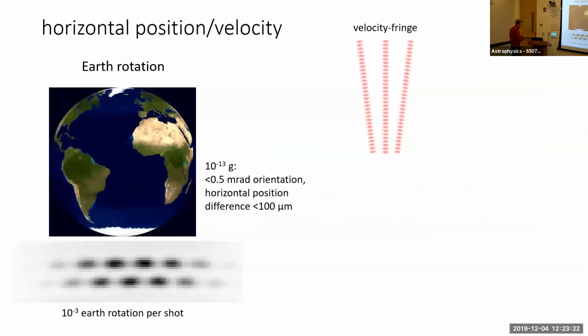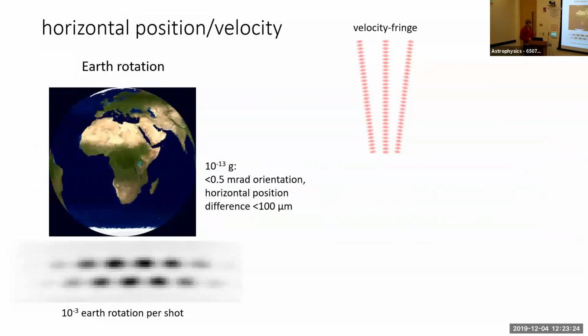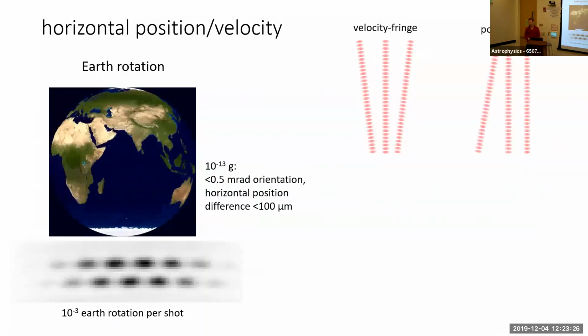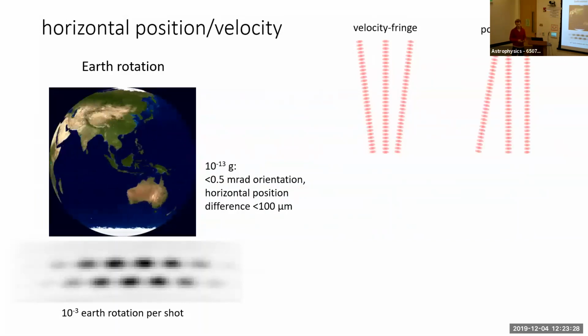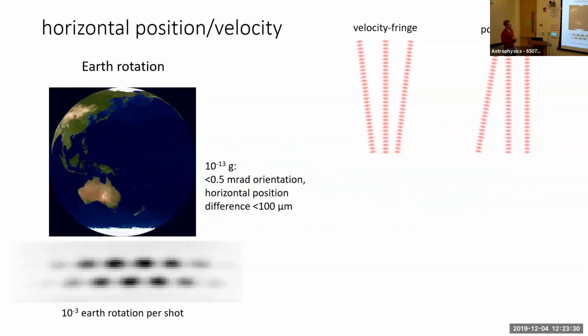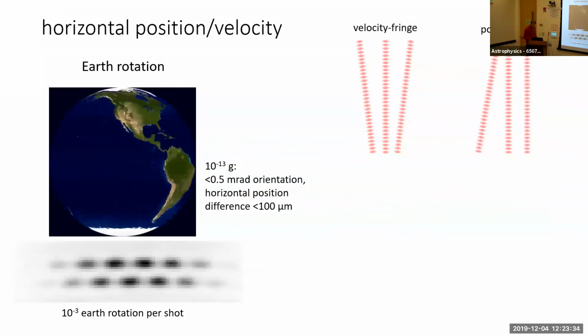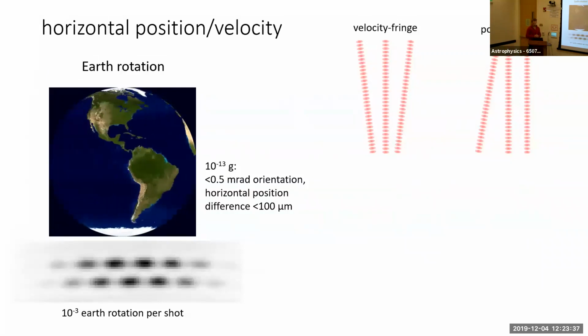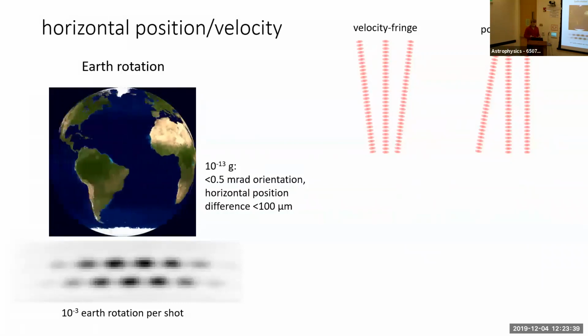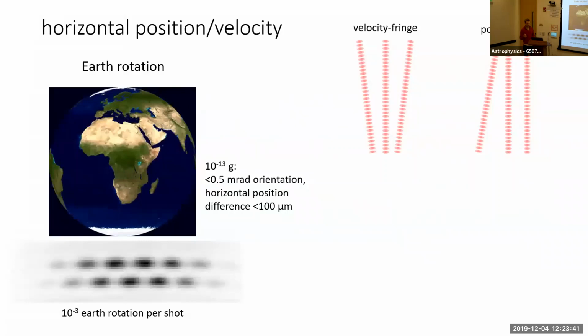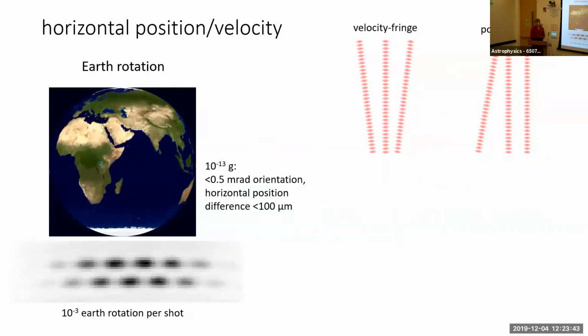This couples ideally only to velocities. But the other thing you can do is make a position fringe, where the angle is only changed for the first pulse and not for the other two. Having those two schemes, we can test for sensitivity to both velocity and position horizontally.